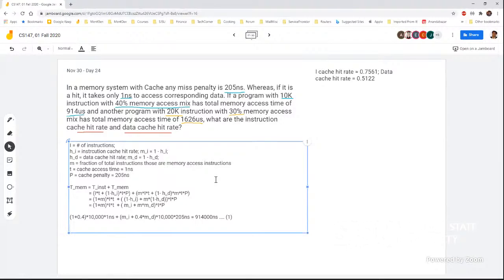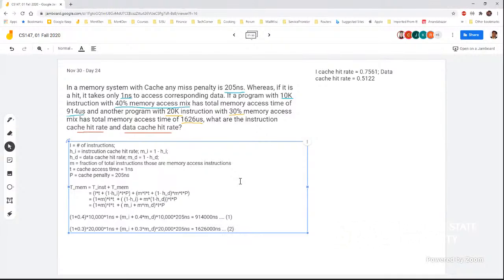Okay, and second equation, similarly, for the second condition, I have a memory mix of 0.3, 30%, multiplied by 20,000, multiplied by 1 nanosecond, plus the miss rate MI plus 0.3 multiplied by the miss rate of data, multiplied by 20K, multiplied by 205 nanoseconds, which is given as 1626 microseconds, which is 1,626,000 nanoseconds. This is my second equation.